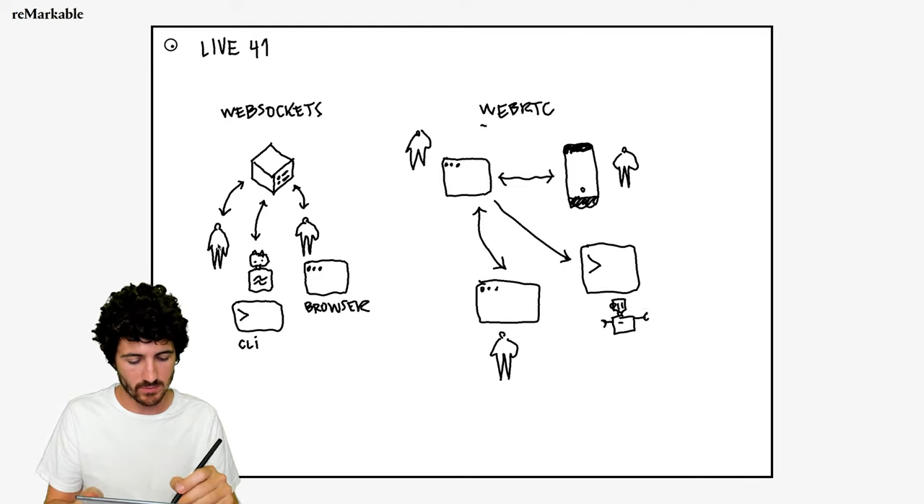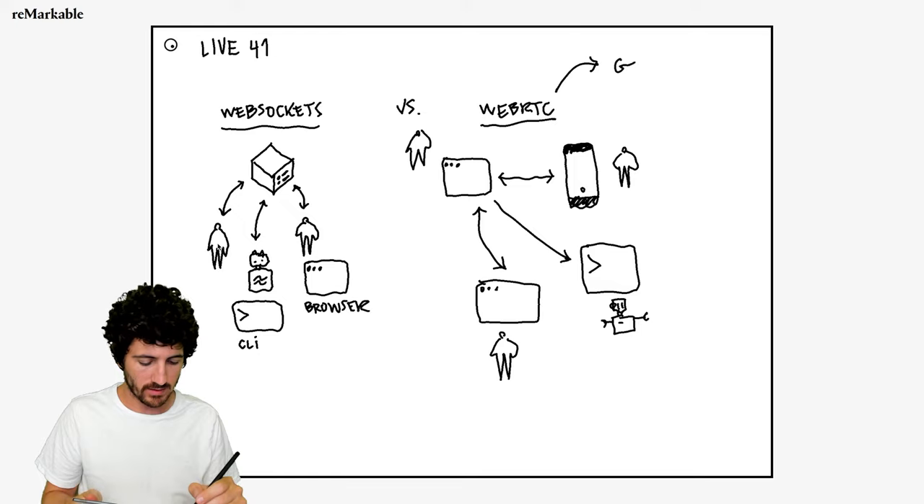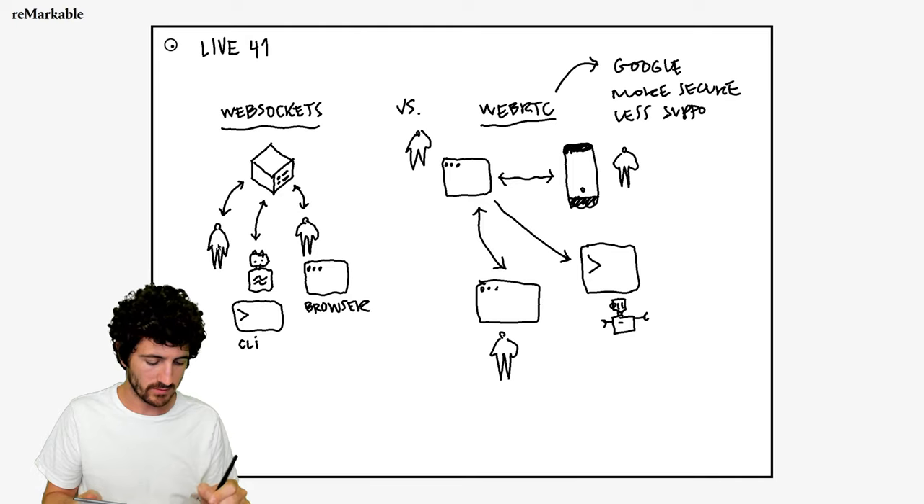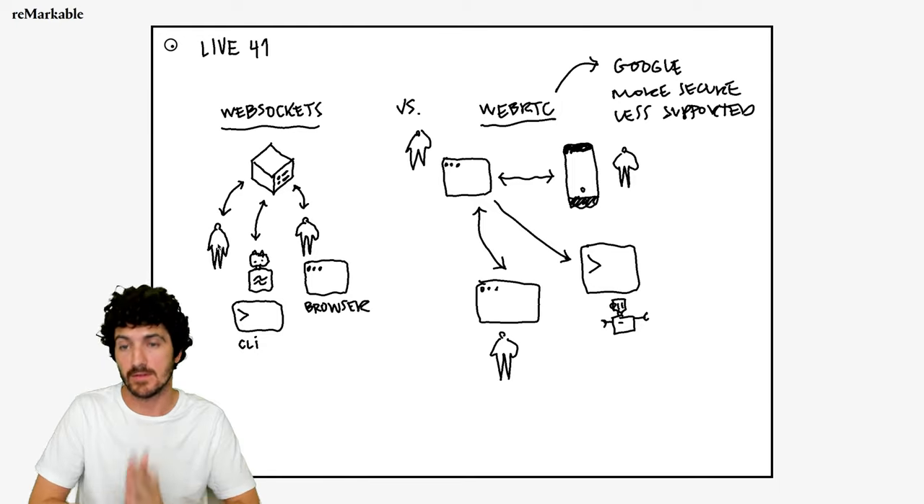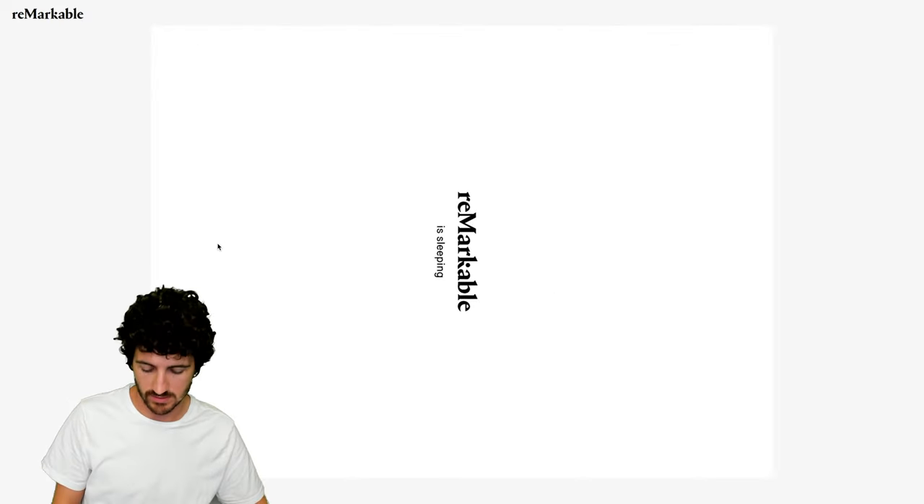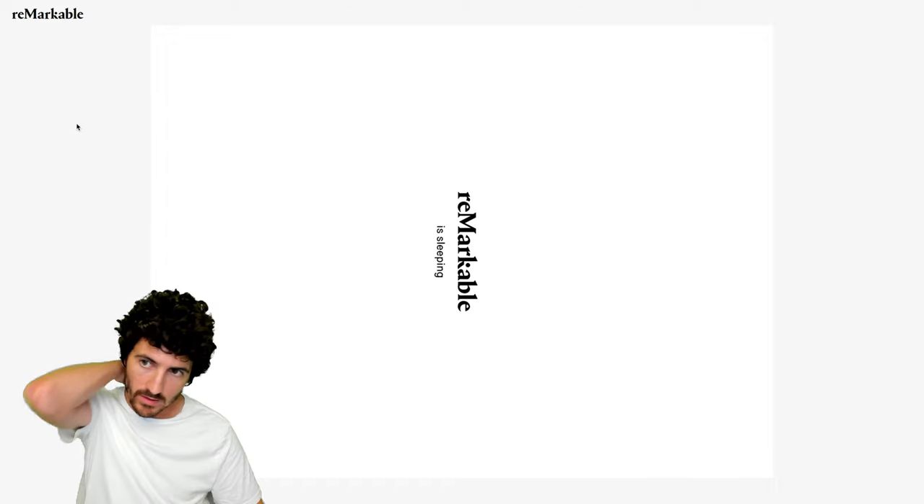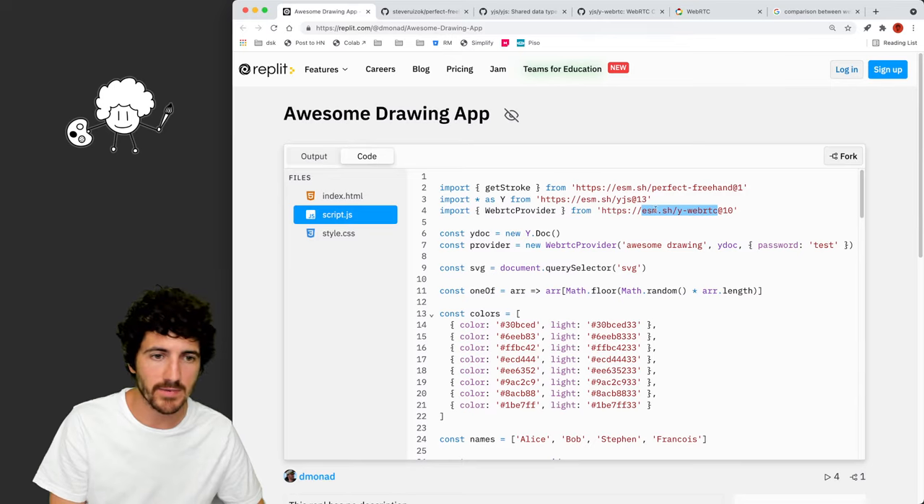Okay, so that's WebRTC versus WebSocket. And this one is made by Google, it seems. It's said to be more secure, but less supported for now. Okay, so this gives us a tiny overview on what that is. And it seems that example of code that we're seeing on the example that we have here, the awesome drawing app is using that one.